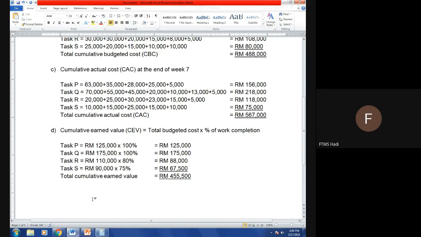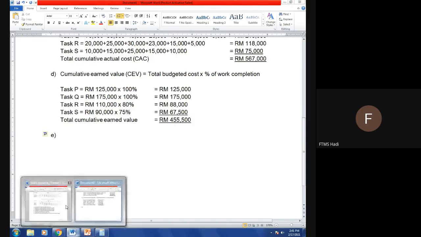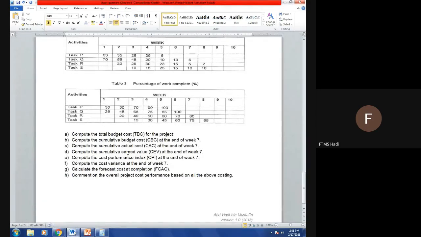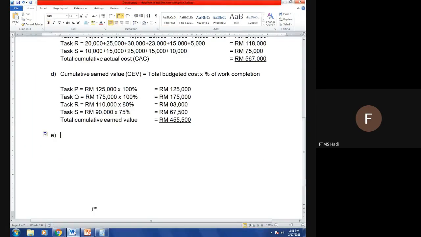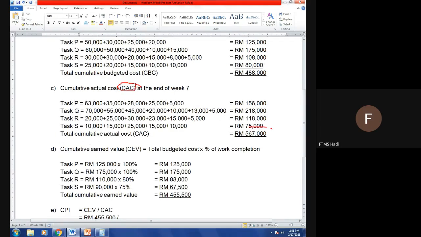Okay, next we move on to question E. What does question E say? Compute the CPI, cost performance index, at the end of week 7. Let me check the formula. CPI is equal to CEV divided by CAC. You got your CEV here, 455,500, and then divided by CAC, this one, 567,000.